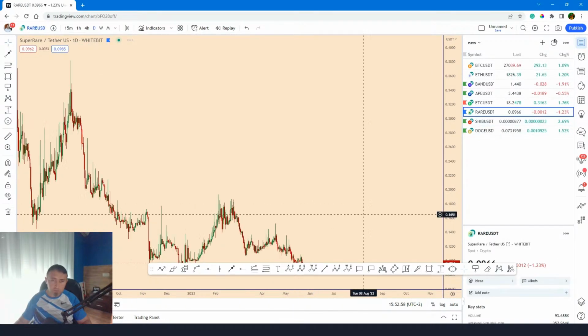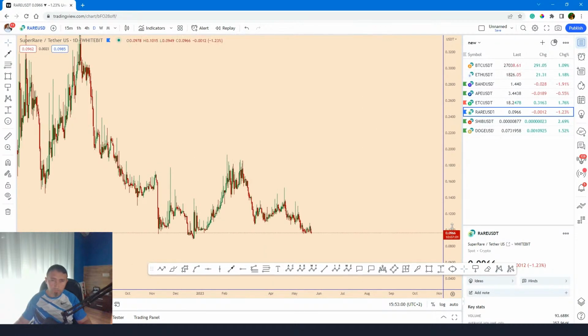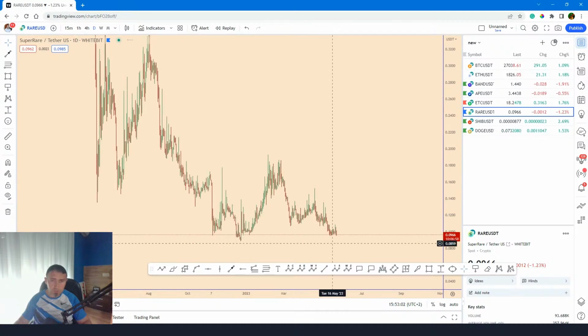We have also a rare one, but I don't like this very much. It's not a clear structure.